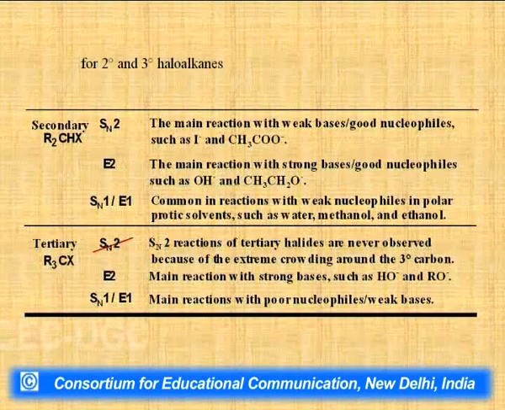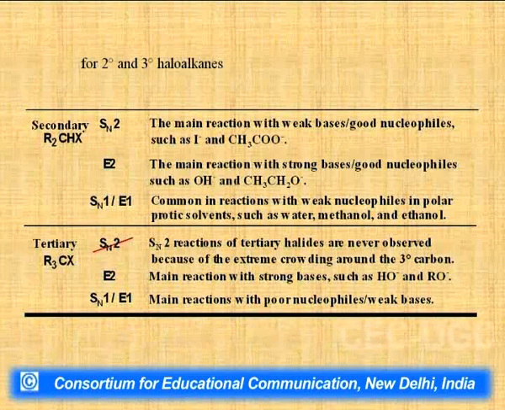For secondary and tertiary haloalkanes, secondary: the main reaction with weak bases and good nucleophiles such as iodide and acetate anion is SN2. E2 is the main reaction with strong bases and good nucleophiles such as hydroxide and CH3CH2O negative. SN1 and E1 are common in reactions with weak nucleophiles in polar protic solvents such as water, methanol and ethanol.